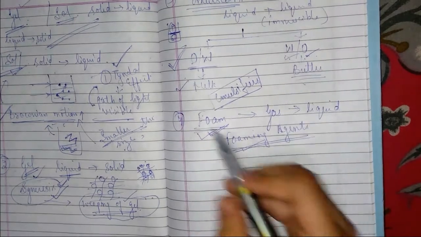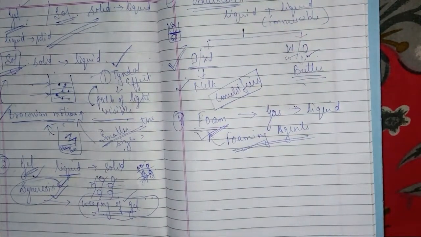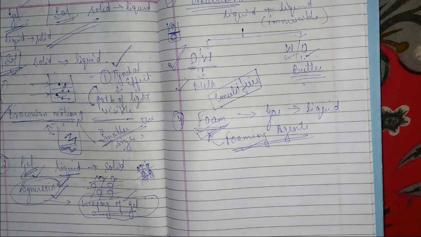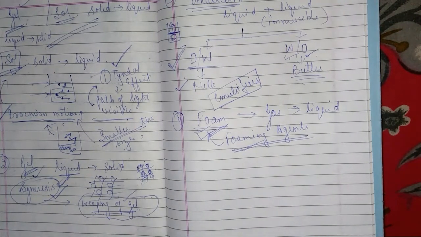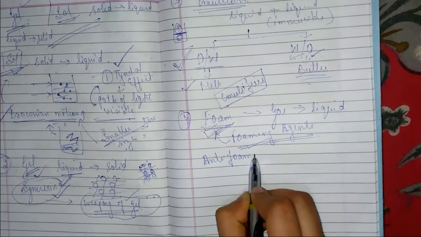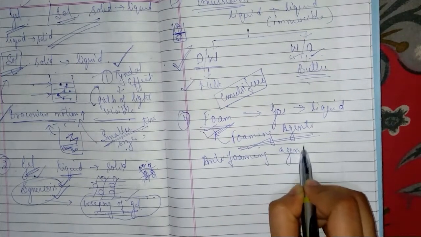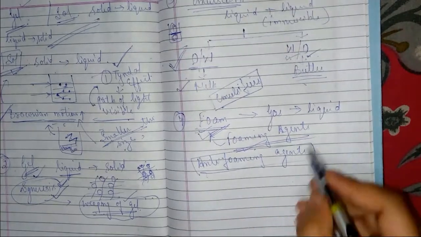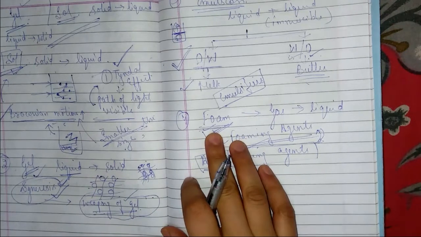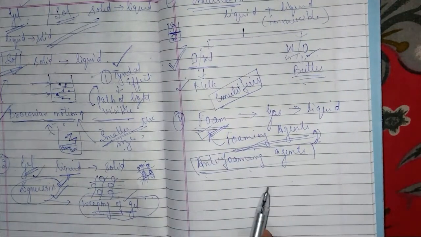We need foaming agents to stabilize foam, but we do not always need foam to form. There are certain examples where we need to stop foaming, and for that reason we need anti-foaming agents. Their work is just the opposite of foaming agents. Foaming agents stabilize the foam, while anti-foaming agents destabilize the foam.